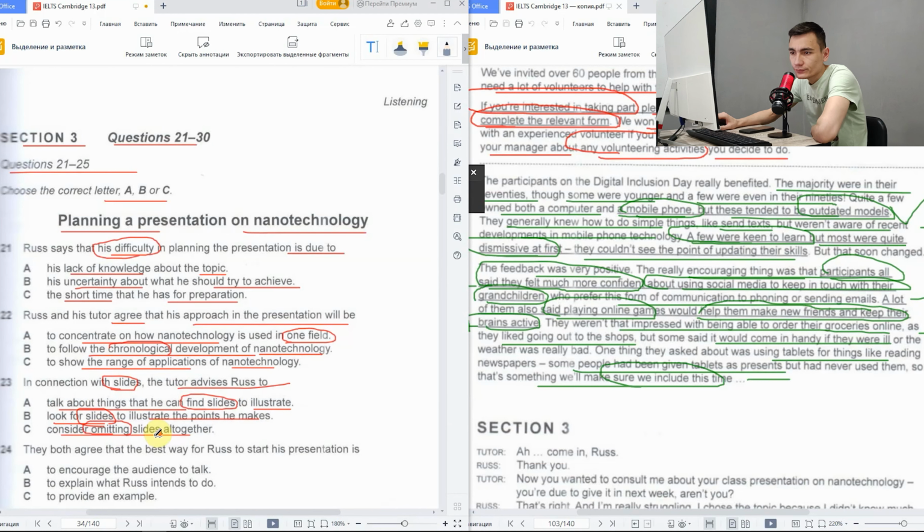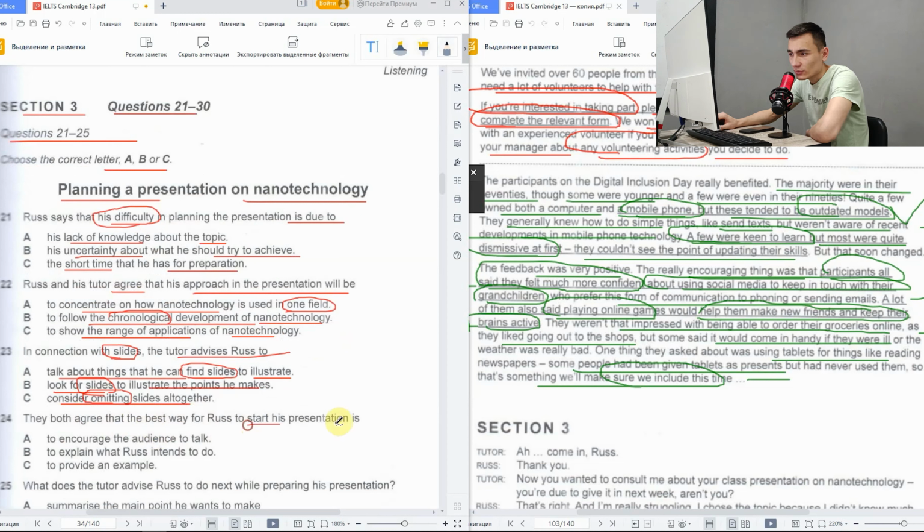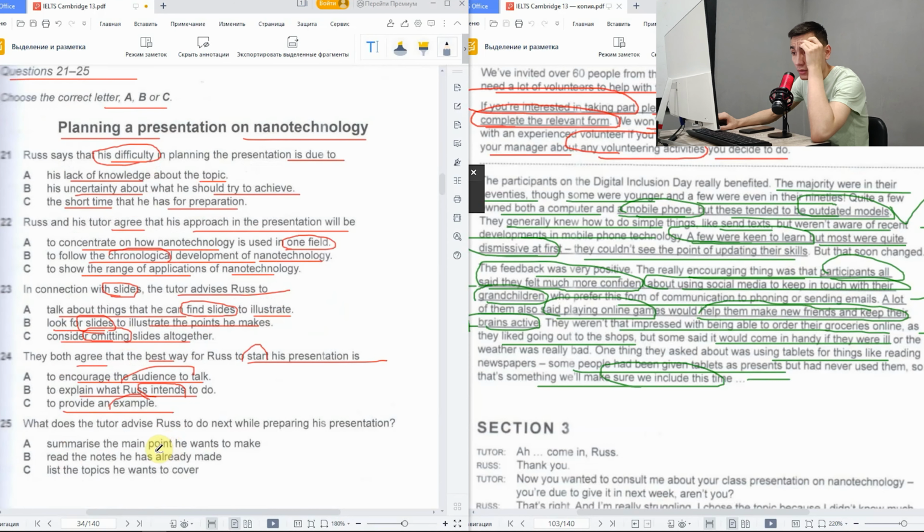The tutor agrees that the best way to start is to encourage others to talk, explain what Ross intends to do, an example. What does the tutor advise Ross to do next while preparing for the presentation? Summarize main points. He wants to make a note. List the topics he wants to cover.